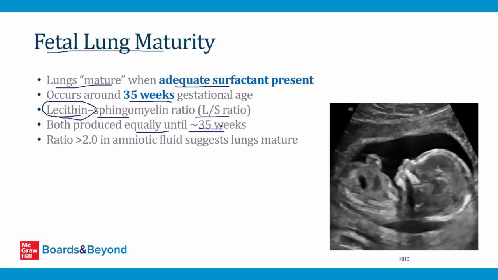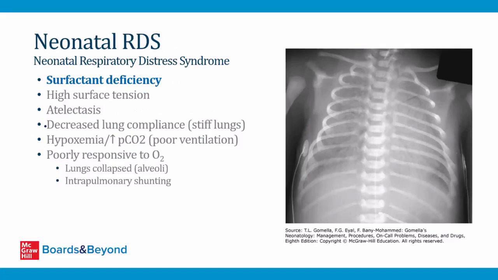So we can measure the L/S ratio in the amniotic fluid of the mother, and if it's greater than 2, this suggests that the lungs are mature and that the baby is making surfactant with those lecithins in the surfactant. If a baby is born prematurely without enough surfactant present, this will lead to neonatal respiratory distress syndrome. This is basically a syndrome in newborn babies caused by surfactant deficiency.